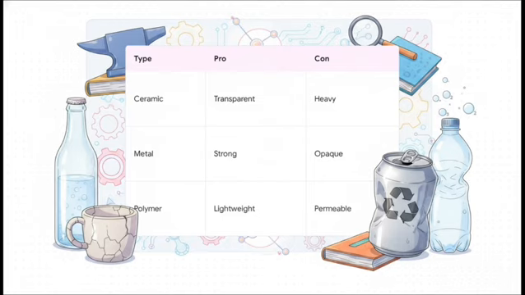An aluminum metal can is super strong and easy to recycle, but you can't see through it and it dents easily. And a polymer plastic bottle, well, it's cheap and lightweight, but it actually lets the carbon dioxide slowly escape over time. Engineers have to weigh these exact trade-offs every single day.